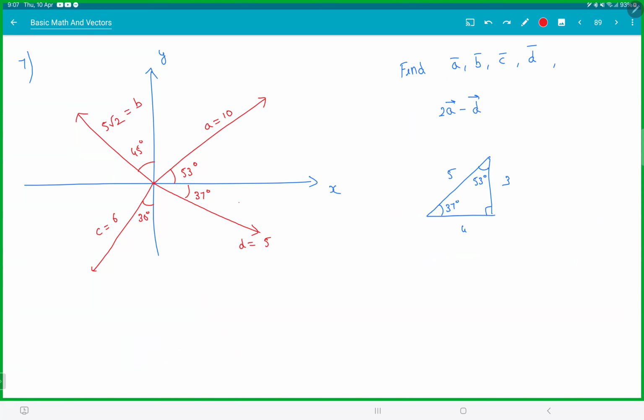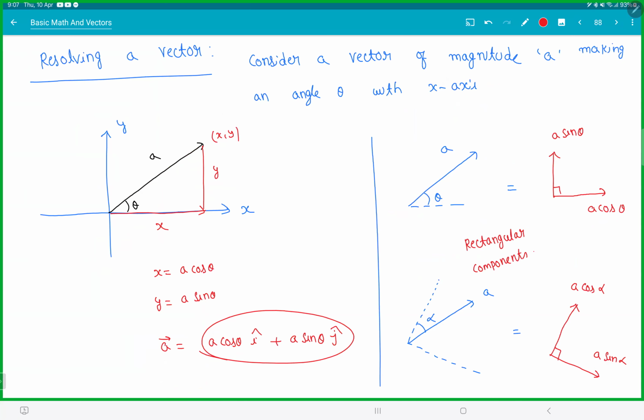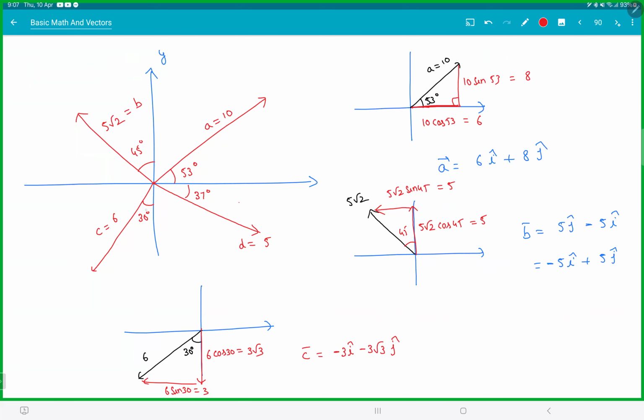Don't remember this formula. Cos theta, sin theta is not valid every time. This is valid only when you have theta with the horizontal. But here look at C, theta is given with vertical. Are you getting it? So don't remember the formula. Don't worry about putting in the formula. Always try to derive on your own. Just draw a picture, you will see.